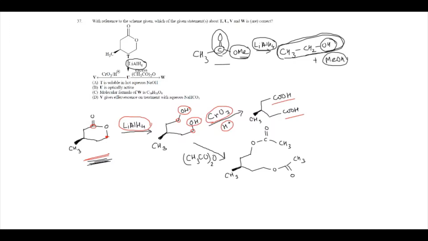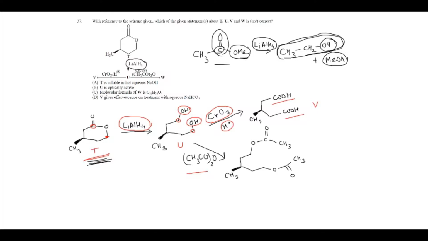Now in another way, we are also doing a different thing with this compound. So this is U actually. The starting compound was T, and this is U, and we did the oxidation and we obtained V here. So in another way, we can take U and use some acetic anhydride.